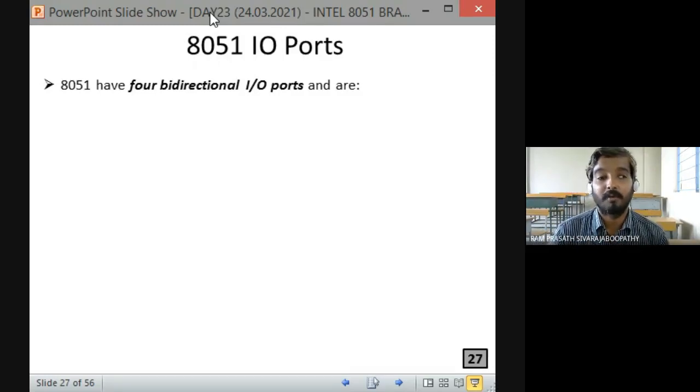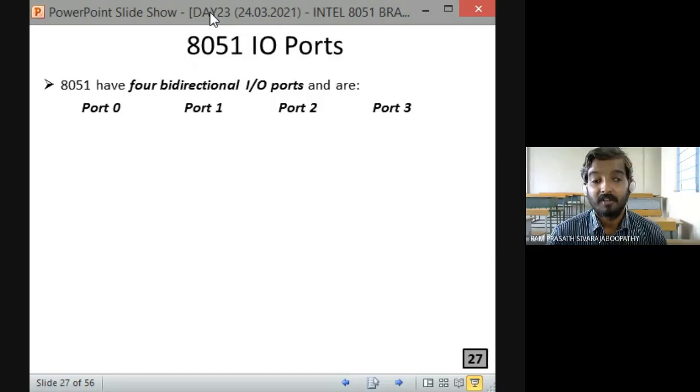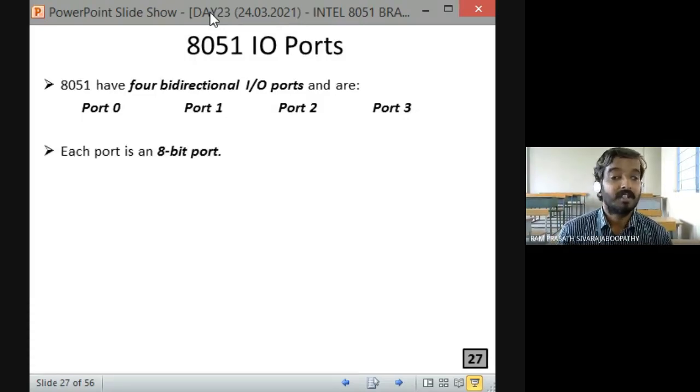What are the 4 ports? Can you type it in the chat? We have studied that there are 4 ports, correct? Yes. Port 0, port 1, port 2, port 3. Fine. What about the size of each port? How many pins are there in each port? Yes, very good. So it is an 8-bit port.